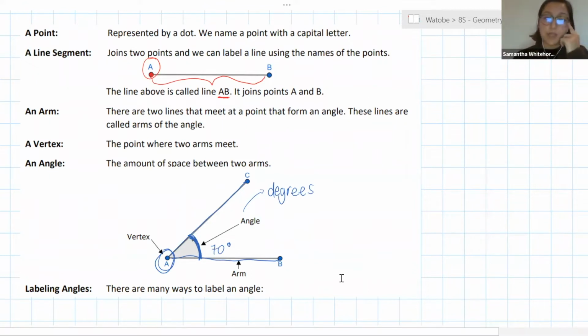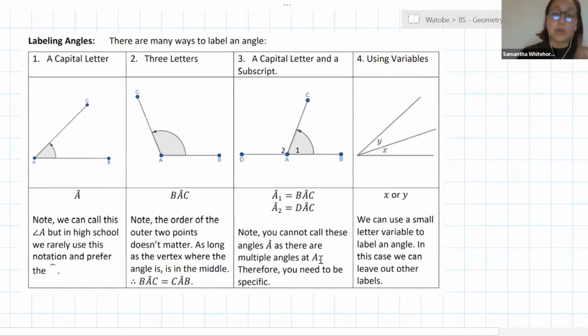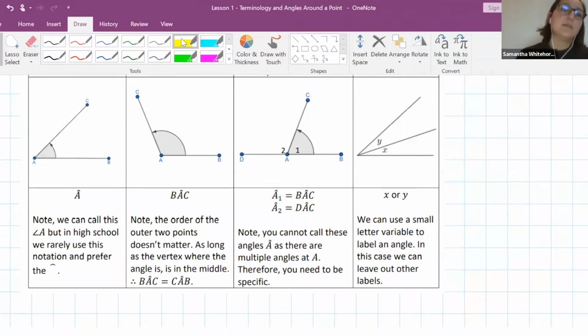Now there's lots of different ways we can label an angle, and I'm going to go through them mostly because when your diagrams start to get a little bit more complicated, it's really important to be able to label the specific angle you are working with. Because if we've got lots of angles, sometimes it can get a bit confusing, and we need to be able to specify the exact angle that we're talking about. So there's four ways essentially we can label angles. Now we'll generally use the second and the third ways, but we're going to go through all of them anyways.